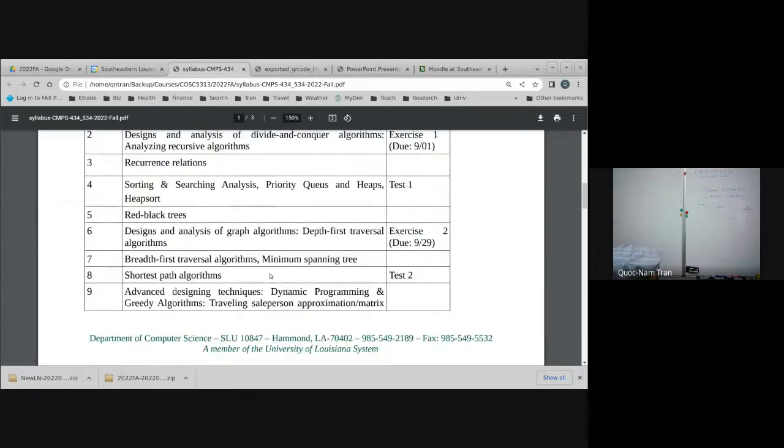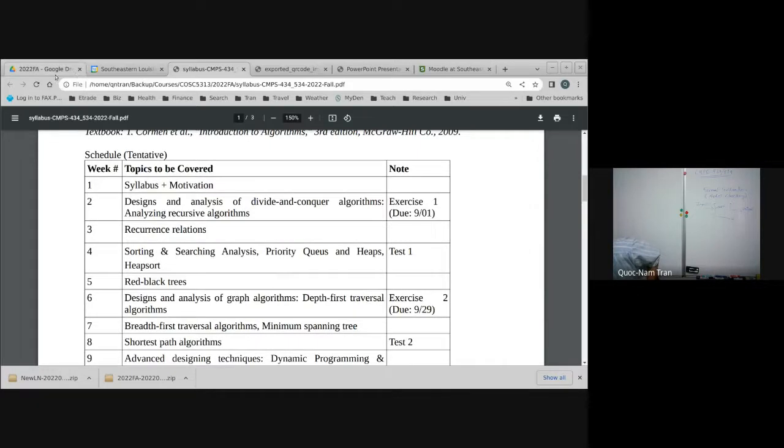Okay, so I have a tentative schedule here that I share with you on the screen. Can you see it? Okay, very good. So we will start from next Tuesday, right? But today I will mention a little bit about what you need to prepare before the class on Tuesday to make our lectures more efficient, right?